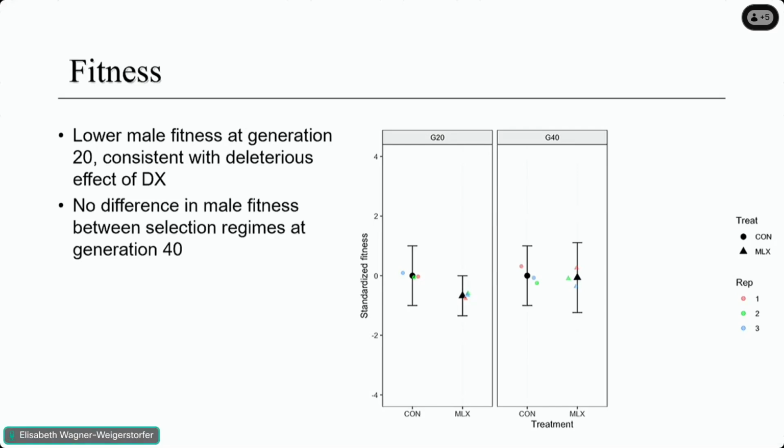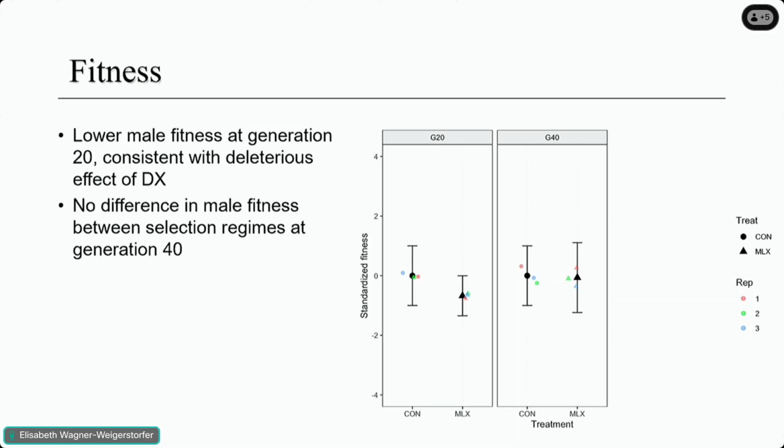So at generation 40, we saw no difference in male fitness between control and MLX. And these are standardized fitness measurements, both so that we can compare them between generations and also between the sexes. So the control is always set to 0, basically, and then the MLX is scaled compared to the control. And so we thought, okay, great. So they did worse at first, but now they're recovering. And if we do this for another 20 generations, then they're probably going to have higher fitness.